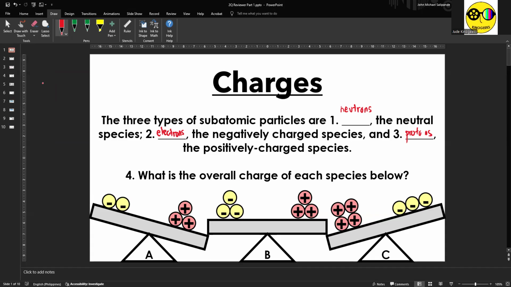Now, for number four, what is the overall charge of each species below? Each species A, B, and C contains different numbers of protons and electrons. There are no neutrons for A, B, and C. So let's start with letter A. There are three protons and two electrons. Therefore, letter A is a positively charged species because there are more protons than electrons.